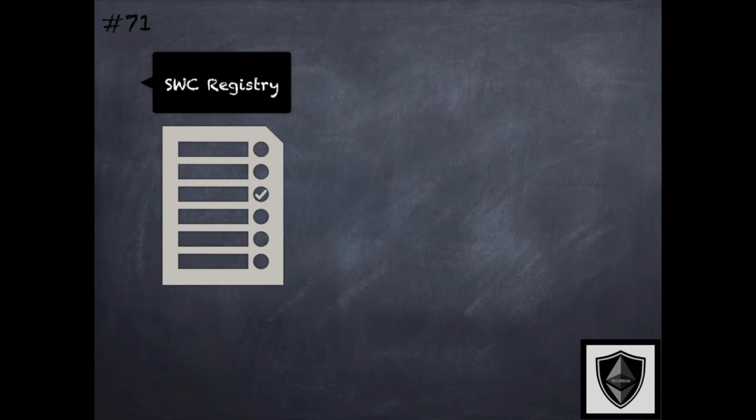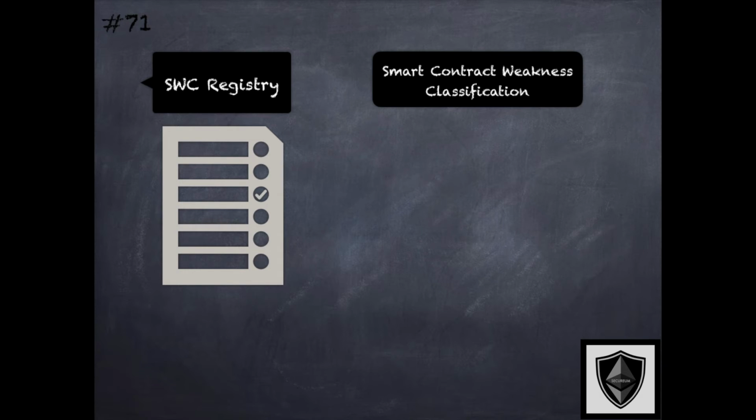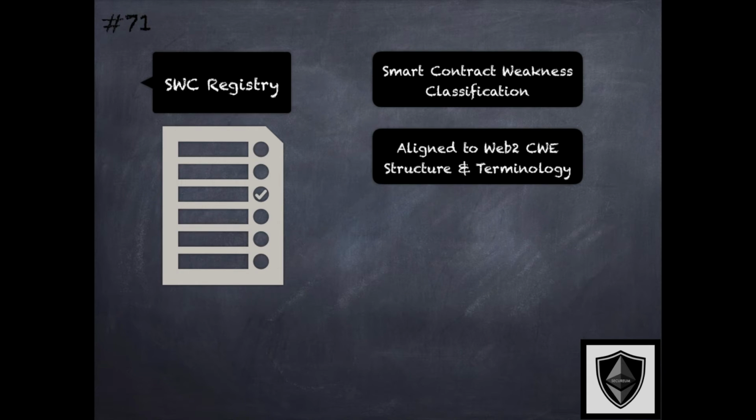It is always helpful to have a registry of unique vulnerabilities so that everyone can refer to a single source, keep it updated, and use them in interesting ways. One such effort is the Smart Contract Weakness Classification Registry, or SWC registry. This is an implementation of the weakness classification scheme proposed in EIP 1470. It is loosely aligned to the terminologies and structure used in the Common Weakness Enumeration, CWE, from Web 2 while being specific to smart contracts.